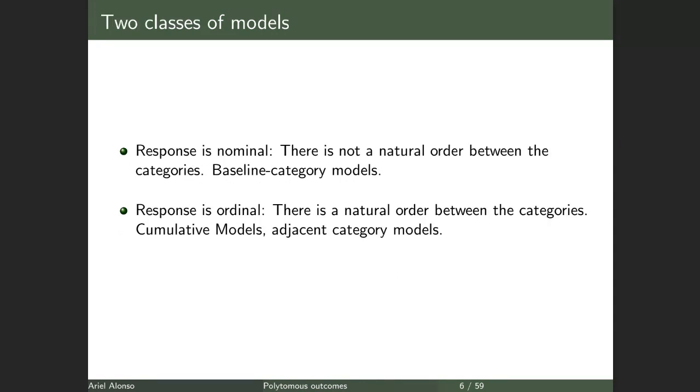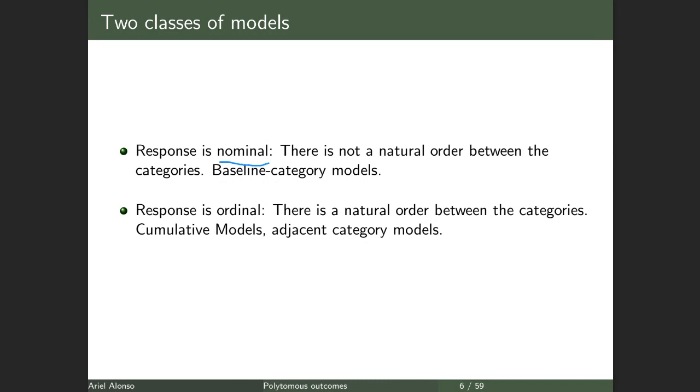Okay, we are going to consider two classes of models. The first class is when the response variable, y, the one we have seen there, is nominal. What that means is there is not a natural order between the categories. So at each trial you can have J different outcomes, 1, 2, 3, 4, etc. until J, but these numbers do not have any quantitative interpretation. They are just labels, right?